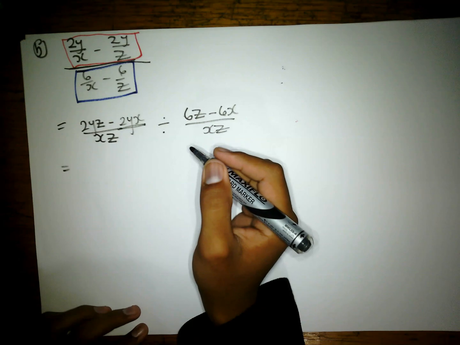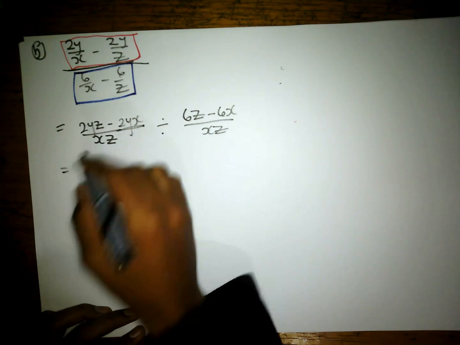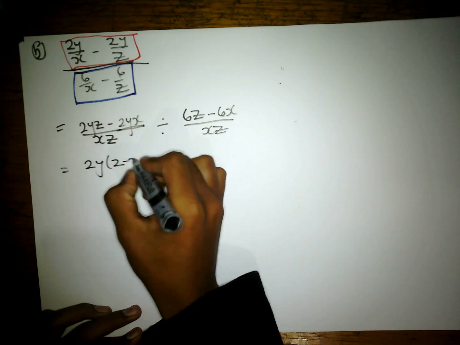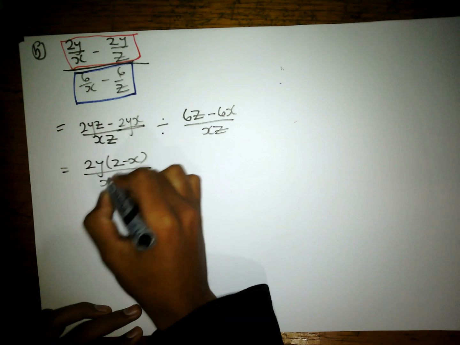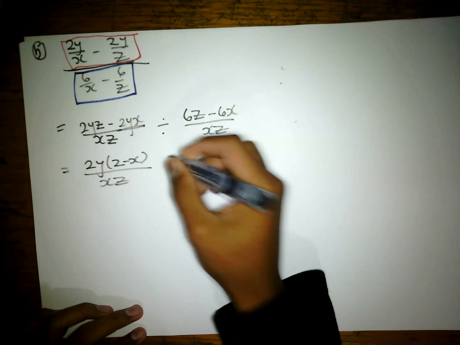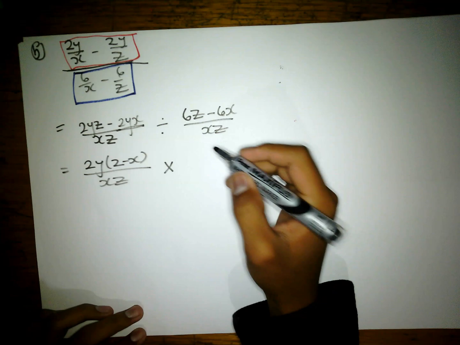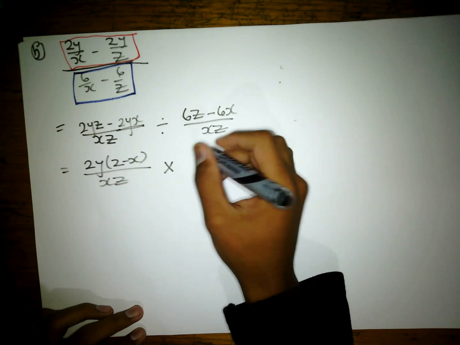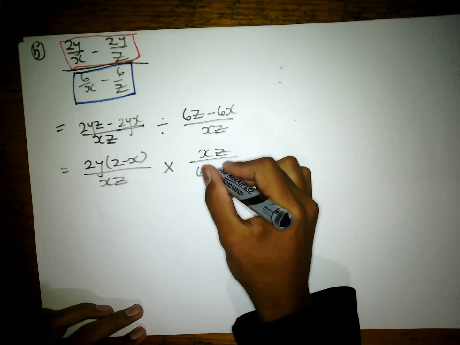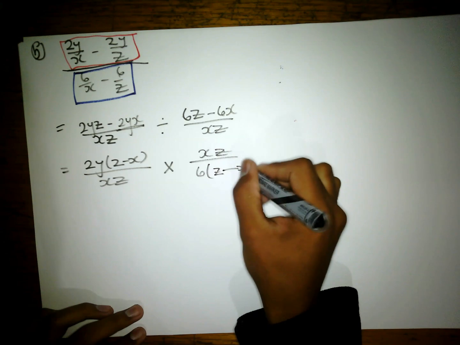So we can simplify this over here, and we're gonna say 2y z minus x over x z. So when you divide a fraction like this, we do what is called the reciprocal, and then we change this sign into a multiplication sign, and we're gonna have xz over 6. We can also factorize this z minus x like that.